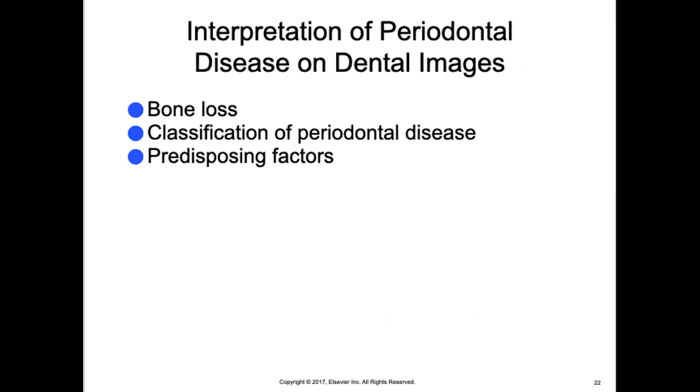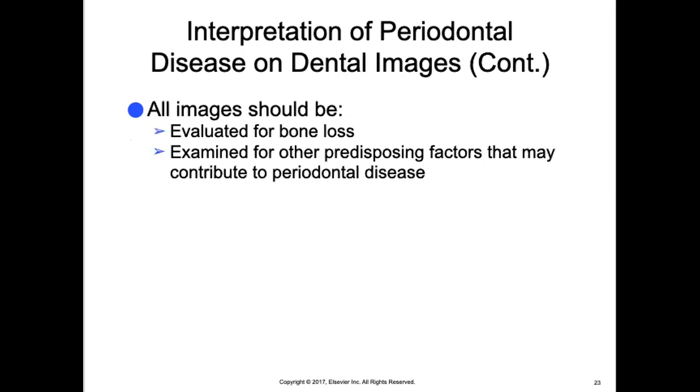So the dental radiographer must be familiar with the appearance of dental disease or periodontal disease. Here we'll talk about bone loss, the classifications of periodontal disease, and some predisposing factors. So all images should be evaluated for bone loss. They should also be examined for predisposing factors that may contribute to periodontal disease.